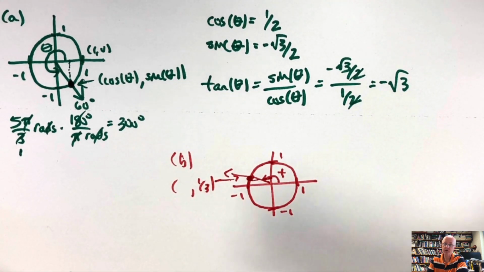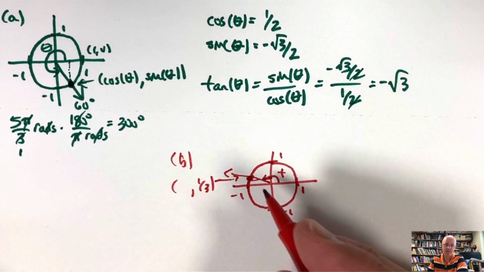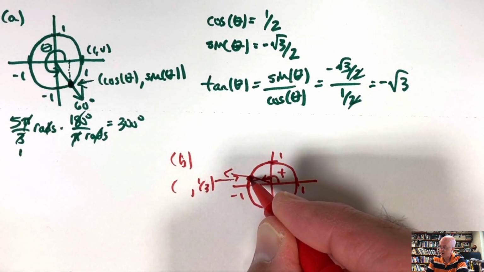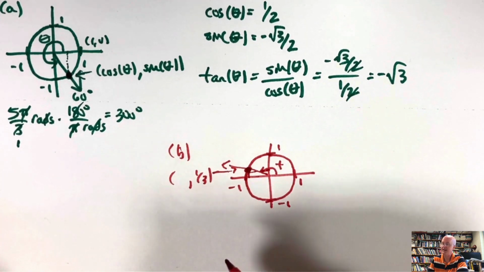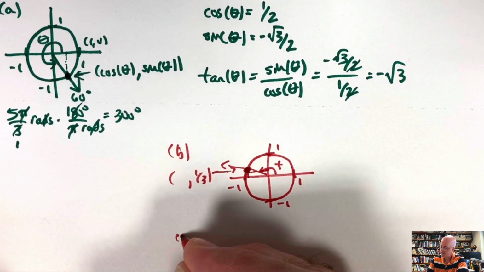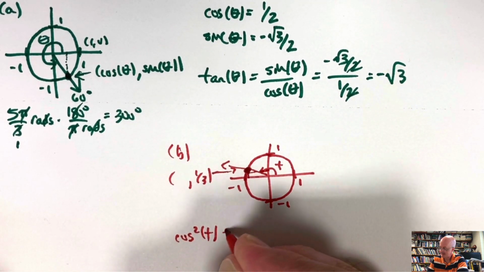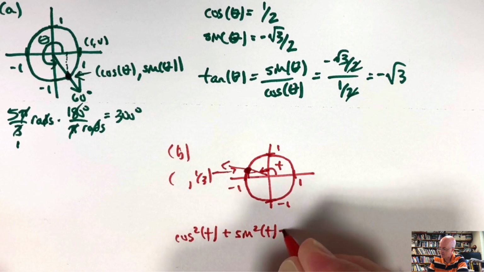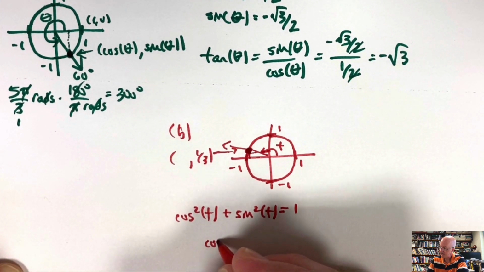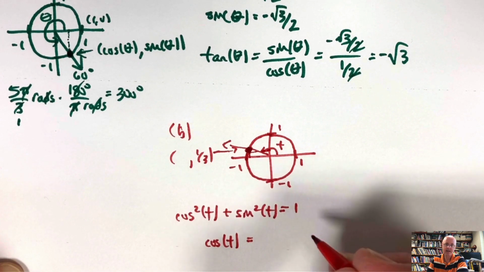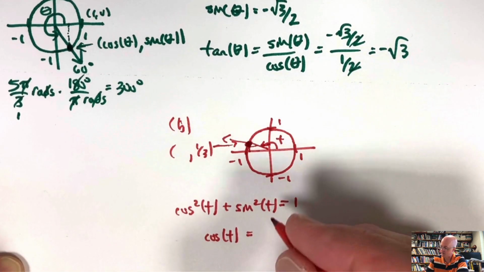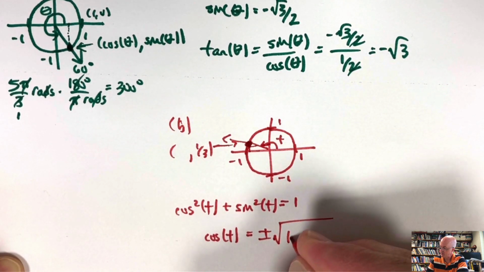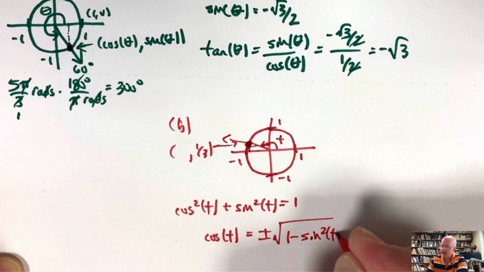Cosine of t is the first coordinate of that point. So you just got to find the first coordinate of that point. You could draw a right triangle in here and use the Pythagorean theorem. You could also, because of that, use the fact that cos squared t plus sine squared t equals 1. So cos t, if you solve for it, by subtracting sine squared t from both sides and then taking the square root, well, you need to allow plus or minus square root. It's plus or minus square root of 1 minus sine squared t.